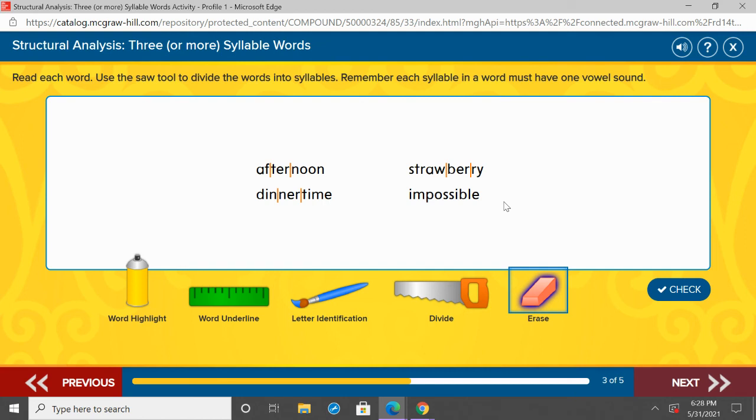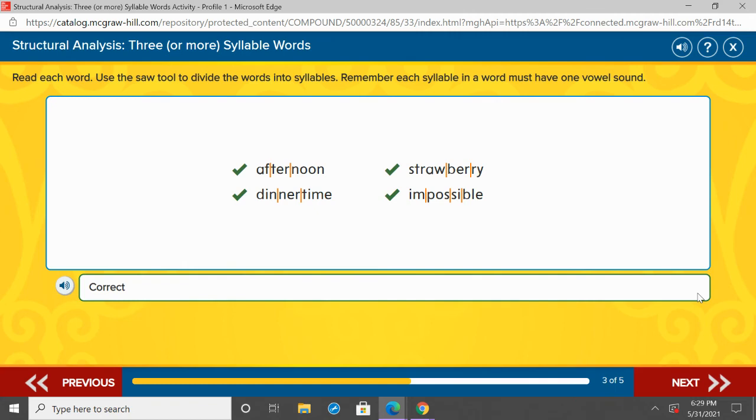All right, next one, impossible. How do we do impossible? Go ahead and pause me and divide it out. Impossible. So we have 4: im-pos-si-ble. So go ahead and check these, see if that's what you had.